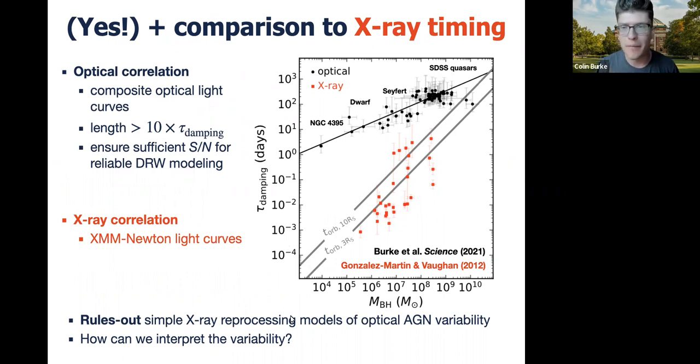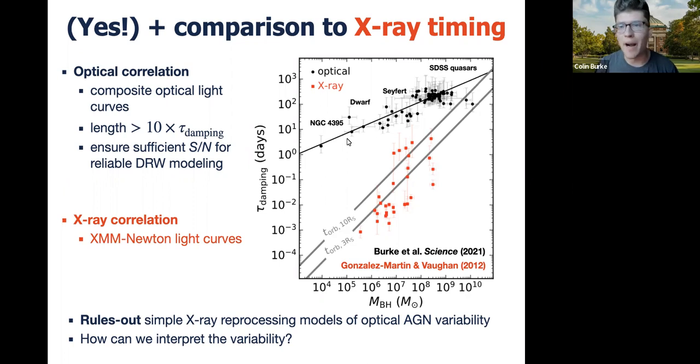And so this is the same figure, same axes as before, optical damping timescale versus black hole mass. And so the black data points here are the optical, and then the red are actually X-ray light curves. So what we're seeing here is that indeed there is a similar trend across the full range of supermassive black hole masses and the variability timescale. And so a more massive supermassive black hole, the longer the variability timescale.